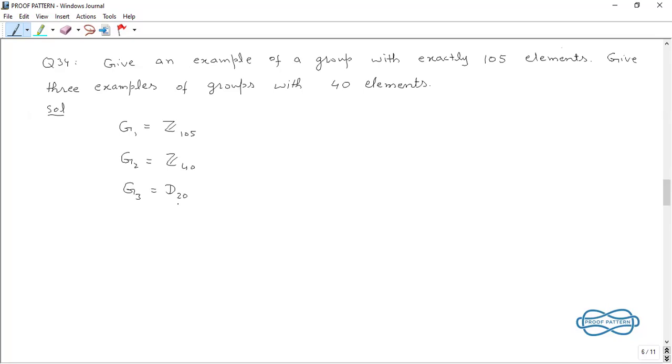G3 is the dihedral group D20. We know that Dn contains 2n elements. So D20 contains 40 elements, and the last group is G4, which is Z5 Cartesian product with Z8. This is a group with 40 elements. So that's all about today's lecture.